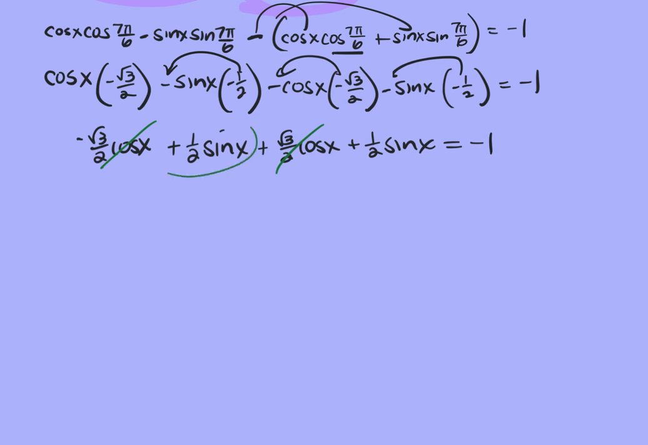Now from here I can combine these. So +1/2 and +1/2 is +1 sine of x equals -1. And then you'd go to your unit circle and you'd find where sine is -1, and that's at the bottom at 3 pi over 2.